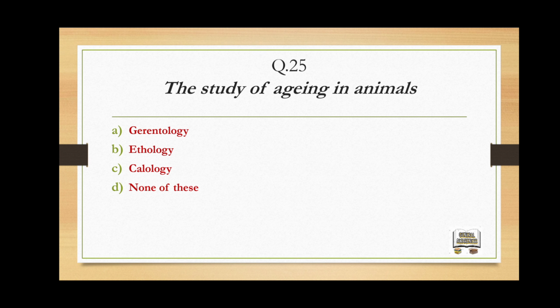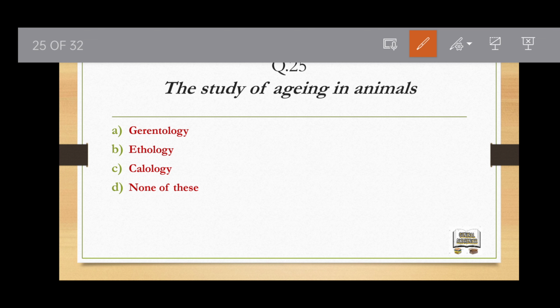Next question. The study of aging in animals. Option A gerontology, option B ethology, option C calology, option D none of these. The correct answer is option A gerontology.